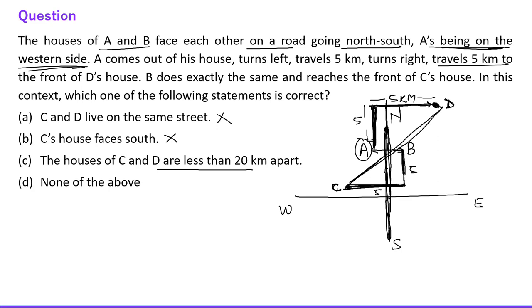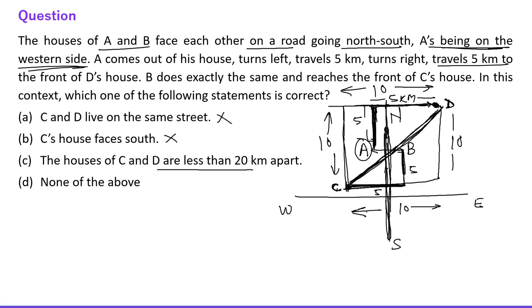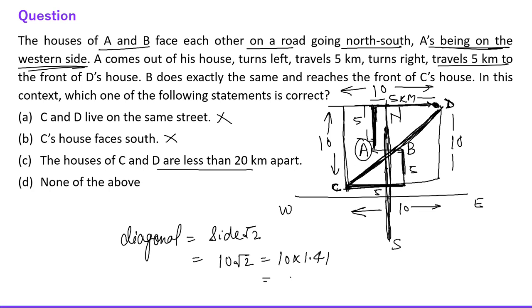So friends, if we draw this square, this CD will be the diagonal of the square, and the side of this square will be 10. The diagonal of the square is side times root 2, by Pythagoras theorem. So the side is 10 and root 2 is 1.41. So this is 14.1, which is less than 20 kilometers, right? So option C is the correct one. This question is based on direction sense as well as a little bit of geometry. Now let's talk about the next one.